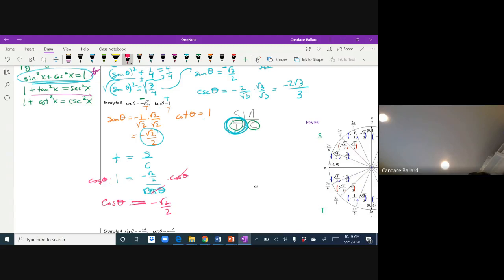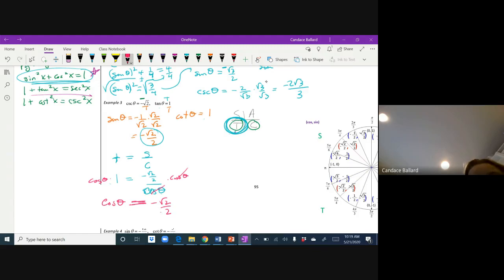If I had done Pythagorean, it would have probably made more work. It doesn't matter though. You can use a variety of strategies and you're going to get to the same answer. That's one of the awesome things about trig. There's a lot of different ways to put it together. Makes it fun. So I am in quadrant 3.